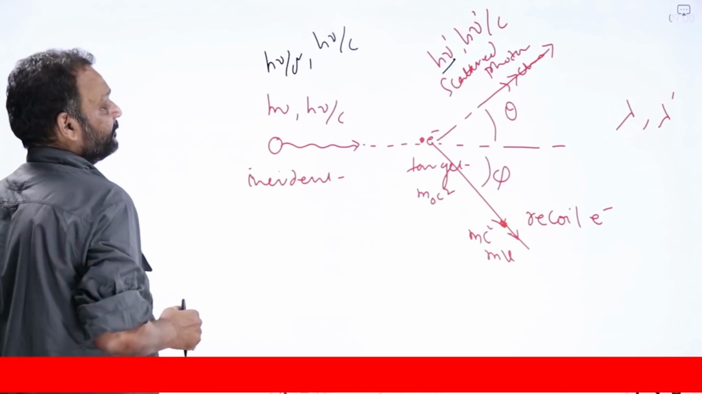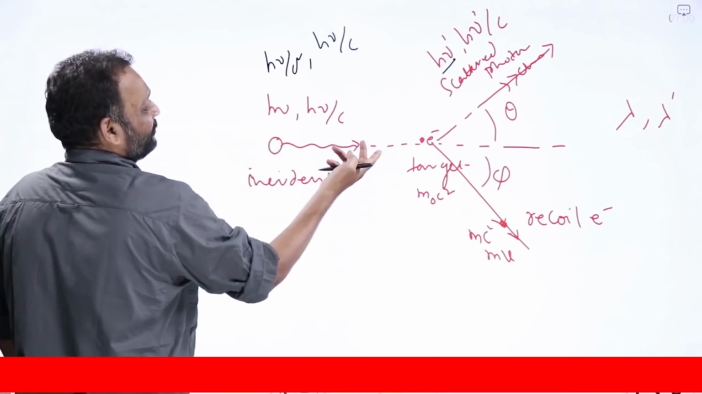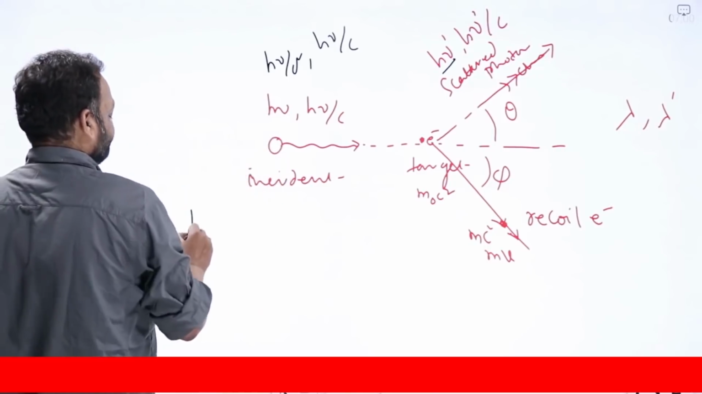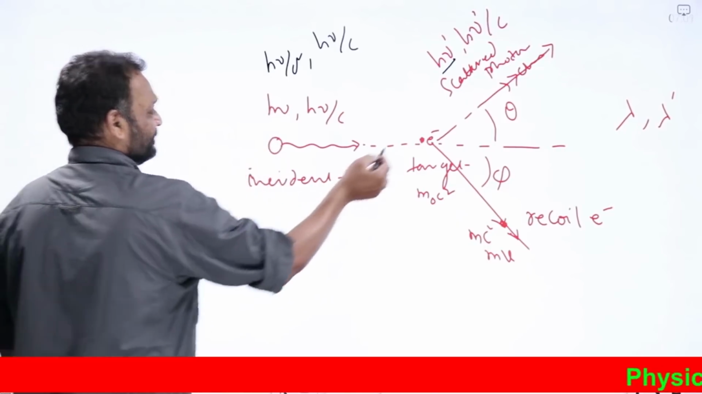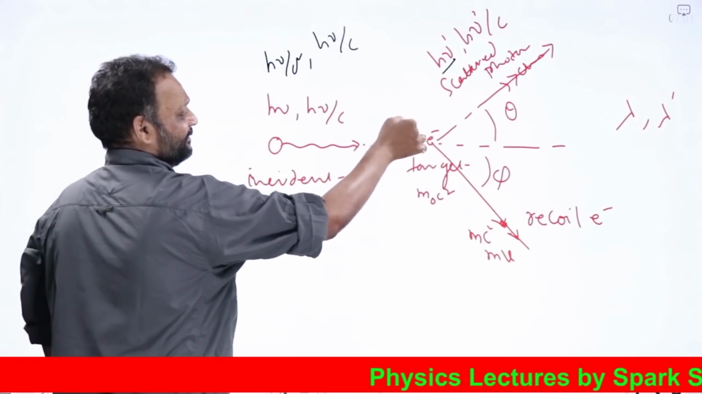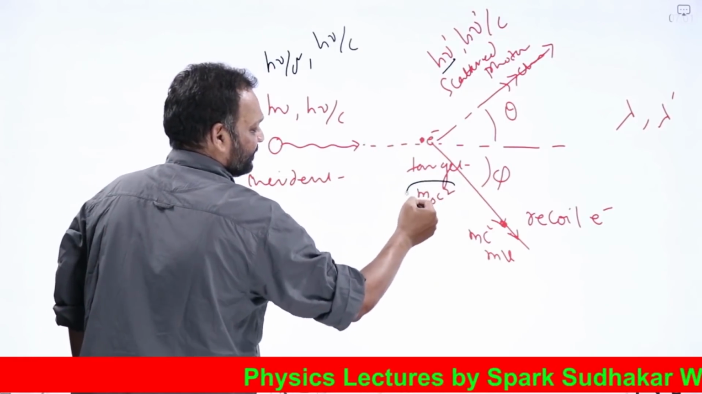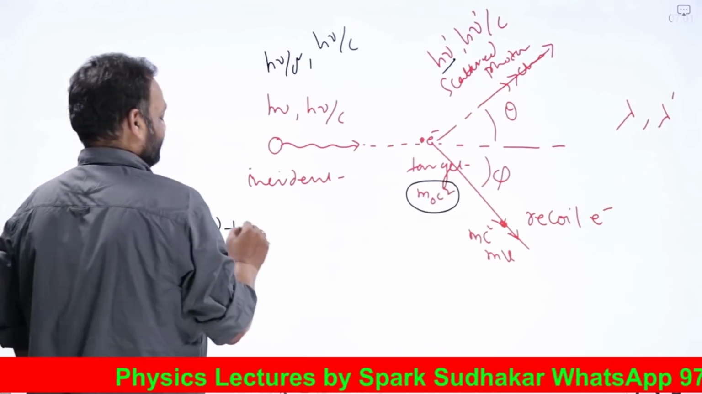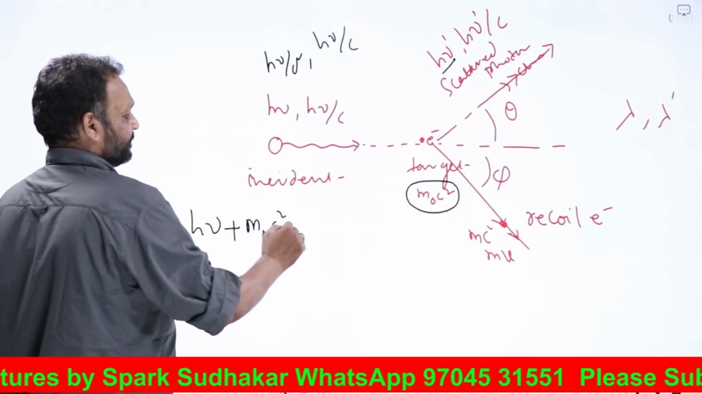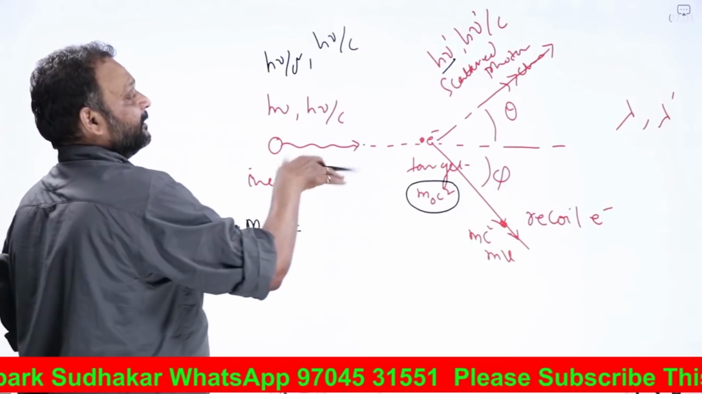What is total energy before the collision? There are only 2 particles involved, incident photon and target electron. What is incident photon's energy? hν, plus what is target electron's energy? It is not having any kinetic energy, it is not having any potential energy. The only energy possessed by the target electron is its rest mass energy m₀c². So the total initial energy is hν plus m₀c².